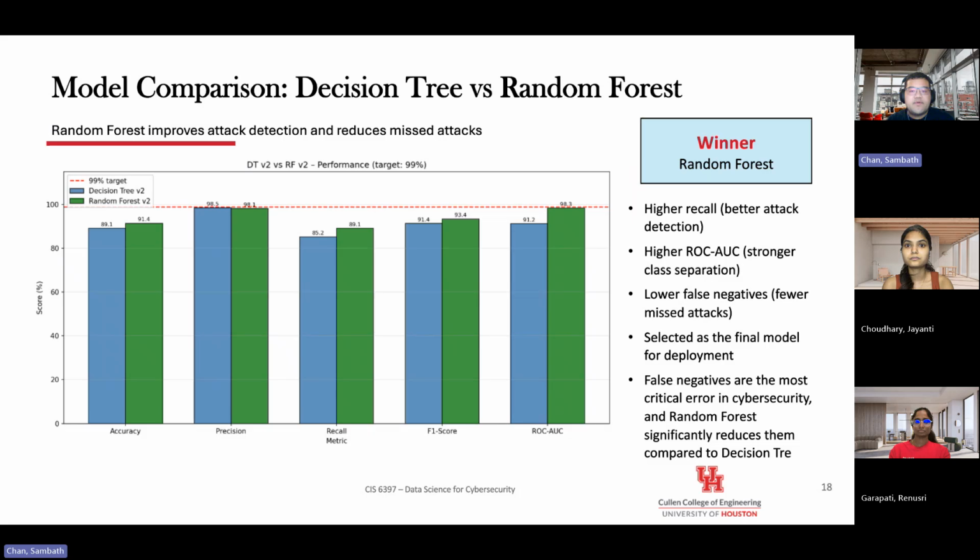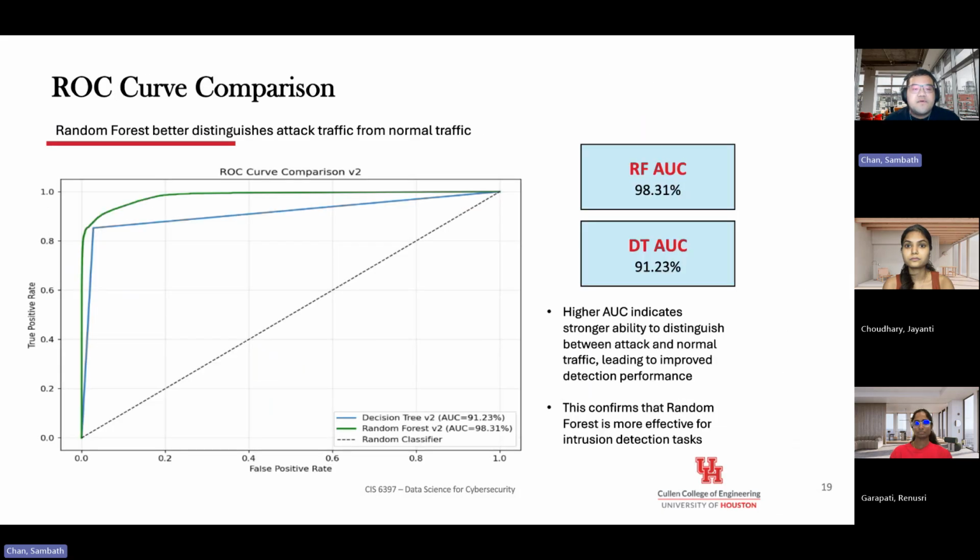It is a model comparison with this decision tree and random forest. As you can see, the random forest clearly performs better. It has higher recall, meaning better attack detection. It also has a higher ROC and AUC, showing a stronger ability to distinguish between normal and attack traffic. Most importantly, it reduces the false negatives significantly. Since false negatives are the more critical risk in cybersecurity, random forest is selected as our final model. For the next slide, Renu is going to give the ROC comparison.